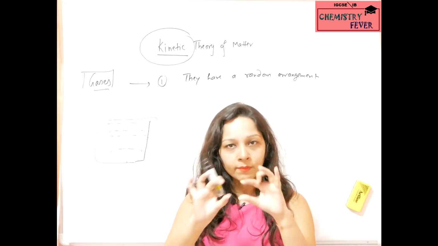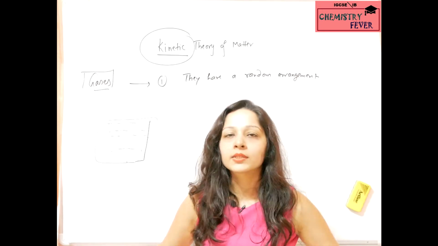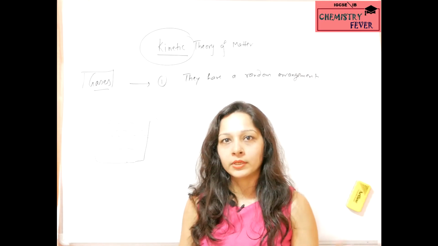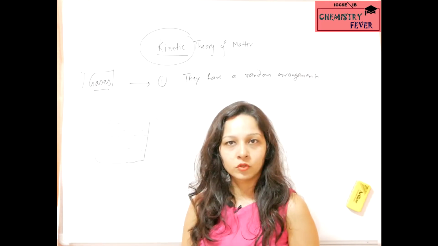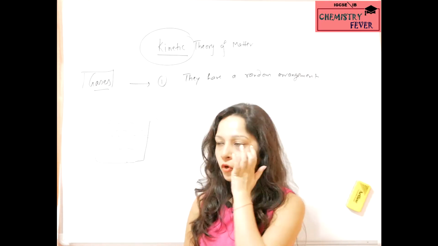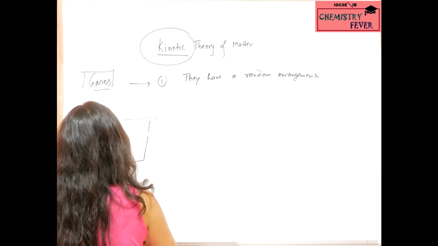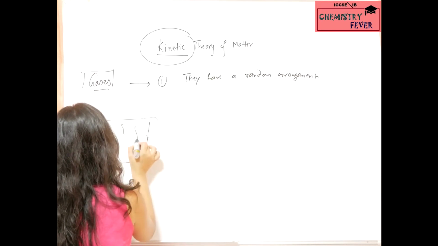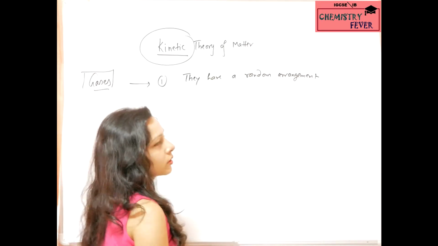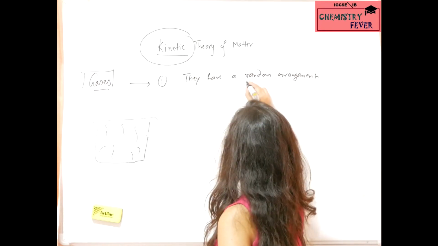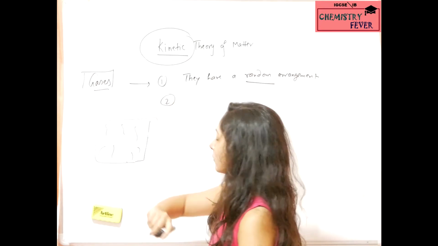You cannot limit a gas up to a particular volume. Whatever is the space available in a container, in a room, in a hall, in a country or a state, it will occupy the full space. So we cannot limit a gas to a definite volume. So if we speak about gas, it will enclose the full space available in the container, right? So they have a random arrangement.